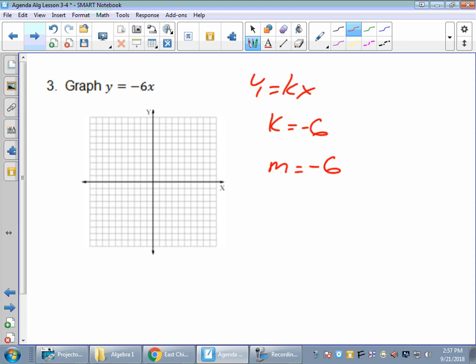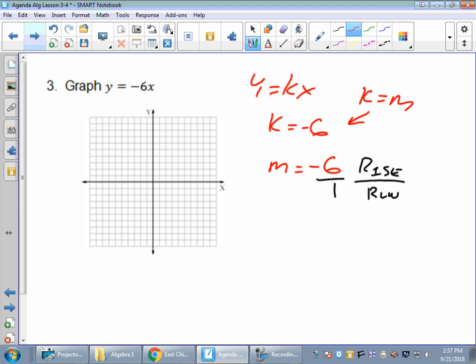But let's say we wanted to write it in rise over run fashion, so when we graph it, it becomes easier. What would negative 6 be as a fraction? Well, it would be negative 6 over 1. Because remember, we got k equals m right here, so we know those are the same. So when we graph it rise over run wise, we can use negative 6 and a positive 1 for a rise and run. All right, so we've got our slope, we're ready to go.